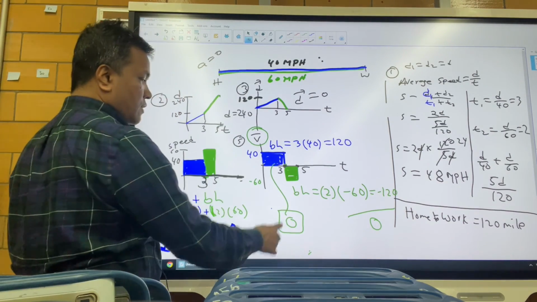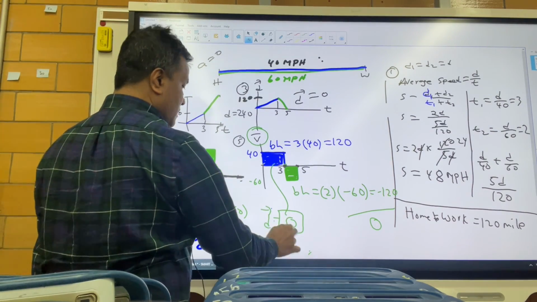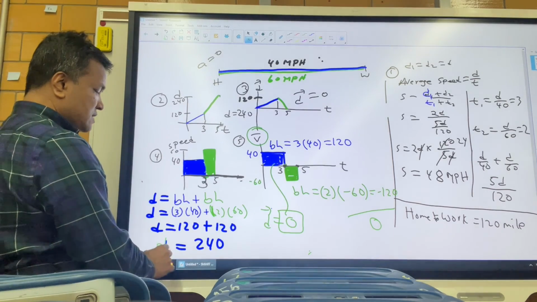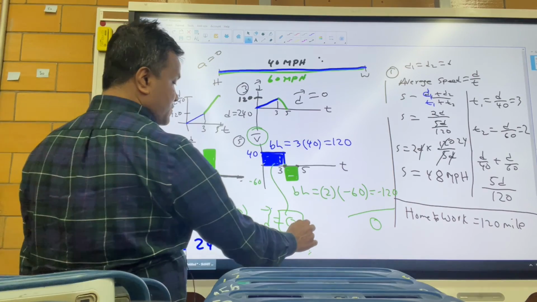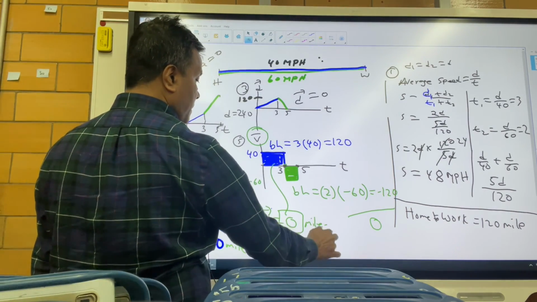Okay, so what are we going to call it? We're going to call it displacement. And what are we going to call the other? Distance. So the distance traveled is 240 miles, and the displacement is 0 miles.